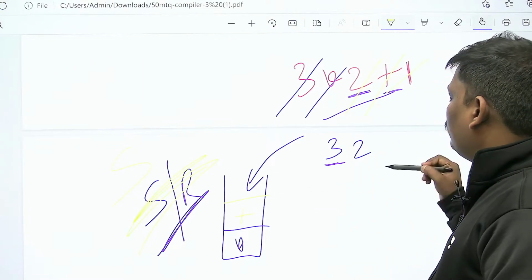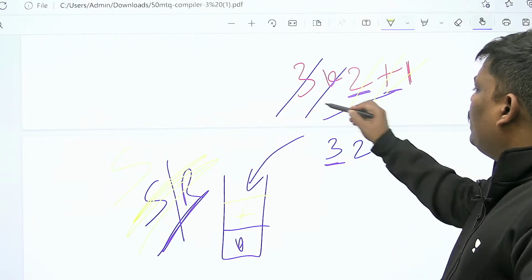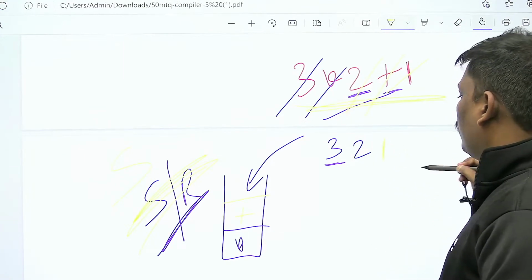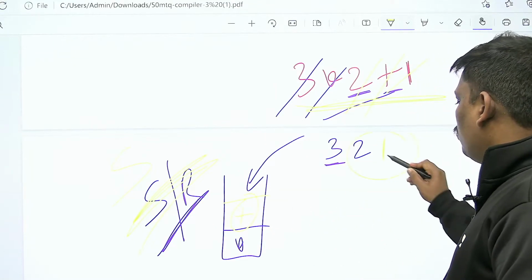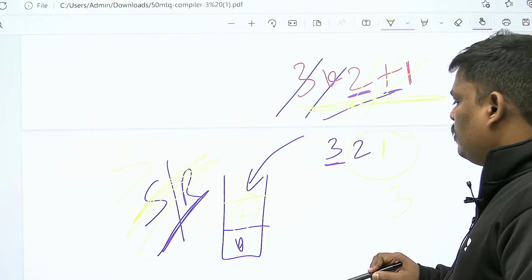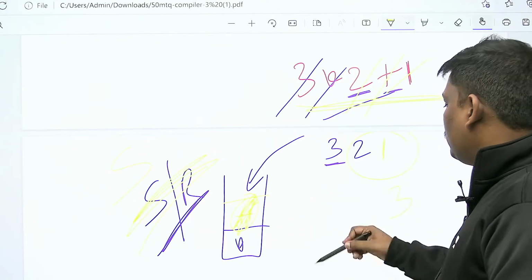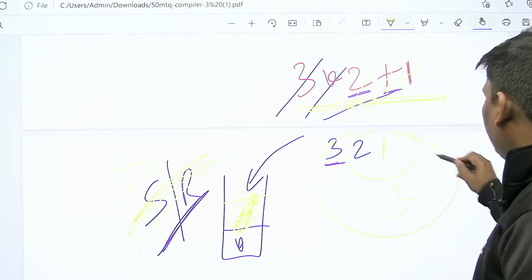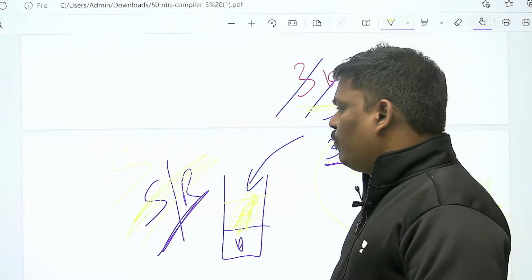Afterwards, 1 is coming. So 1, operand, print. Now the total expression is over. Who is on the top of the stack? Plus. Plus will be done first. So 2 plus 1 is 3. Now this is 3. Next star, 3 into 3. I think 9. 9 will be printed.